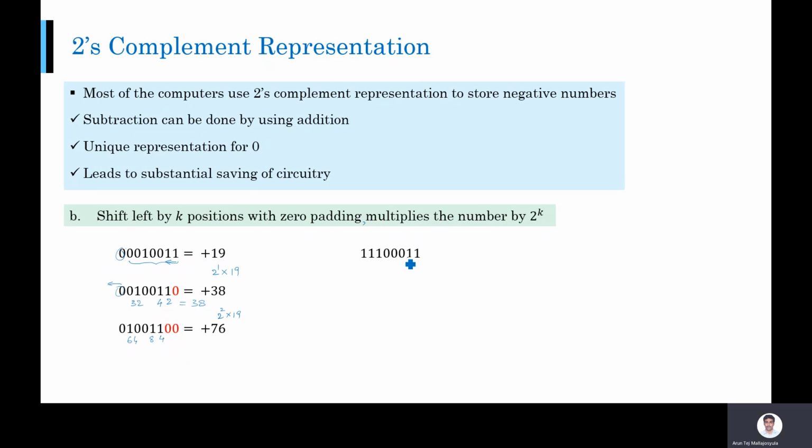Let's take one more example. 1 1 0 0 0 1 1 1. What is its value? 1, 2, 4, 8, 16, 32, 64, and this is minus, right? Minus 2 power n minus 1. So this is minus 128. So what is this value equal to? Minus 29, right? 64 plus 32 is 96. 96 plus 3 is 99. Minus 128, which is minus 29. So this is my number.